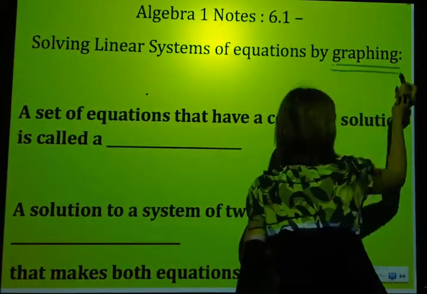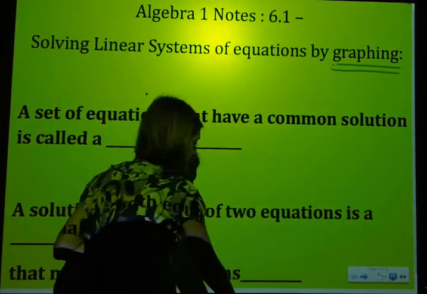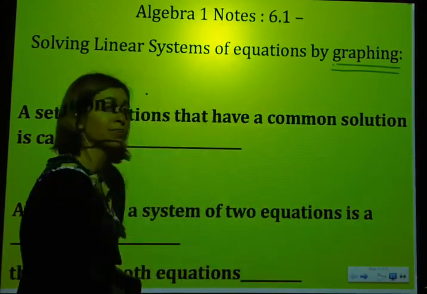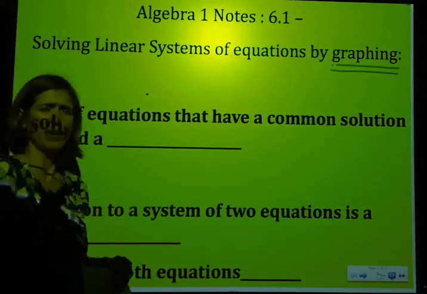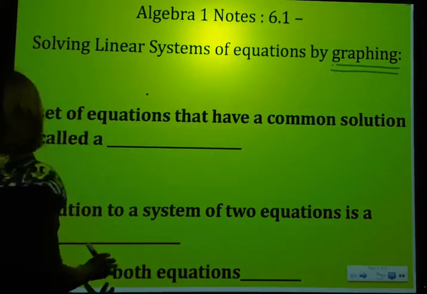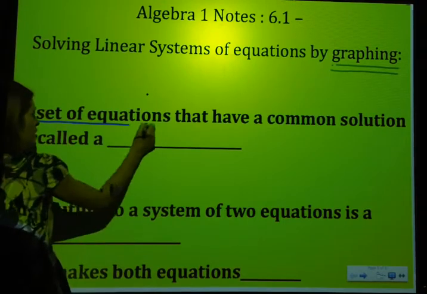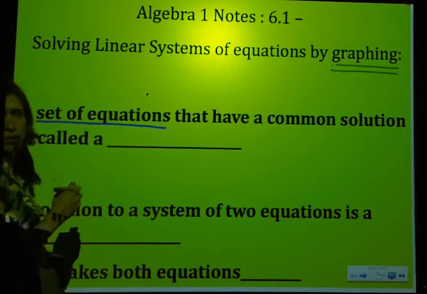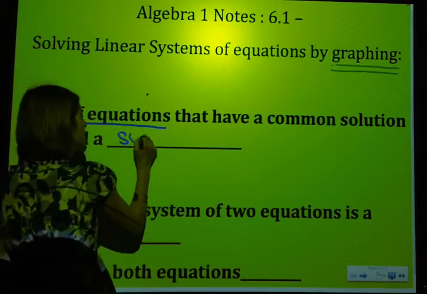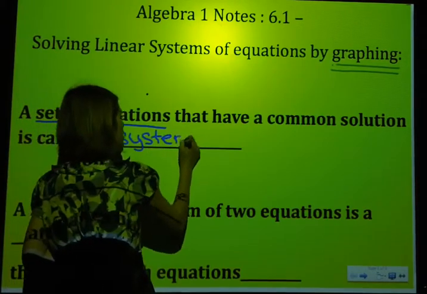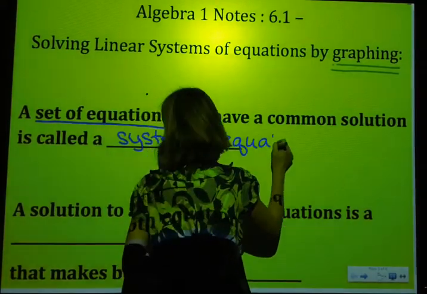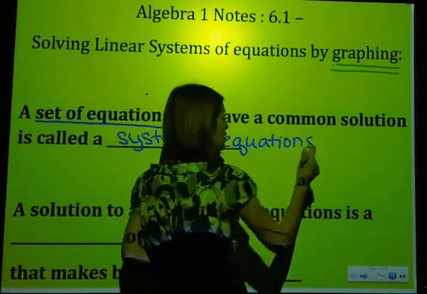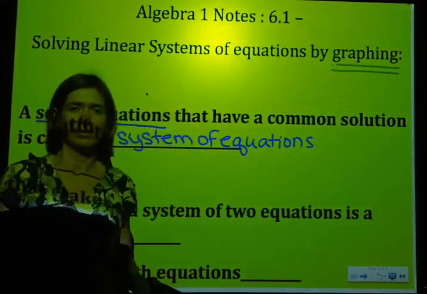Again, if I assign some things in class, you are going to have your graph paper and your ruler, and I have rulers in class, but let's just talk about a system of equations for a second. A set of equations that have a common solution is called a system of equations. A system of equations is a set of equations.